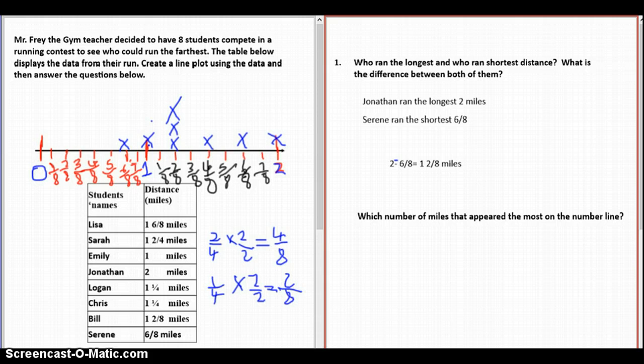My last question, which number of miles appears the most on the number line? If I look on my number line, I'm going to see that the number that appeared the most was 1 and 2/8 because it has the most X's above it.